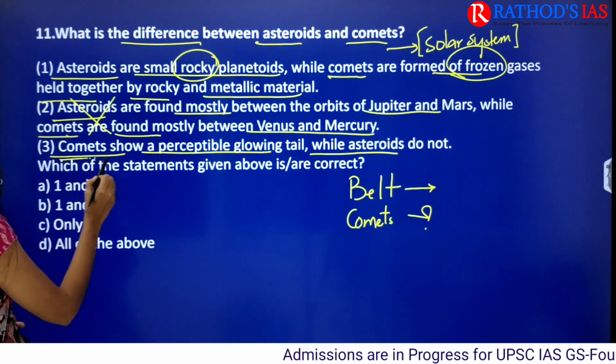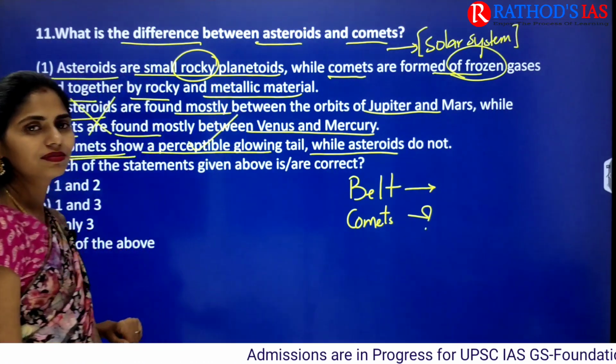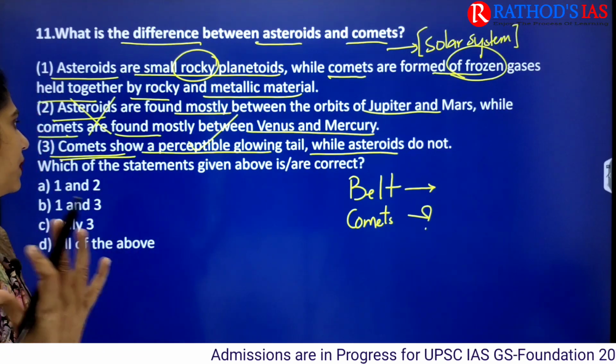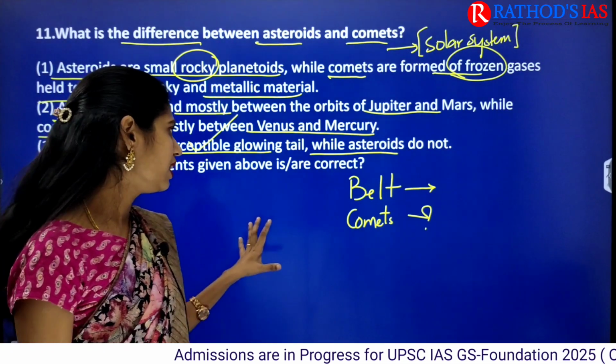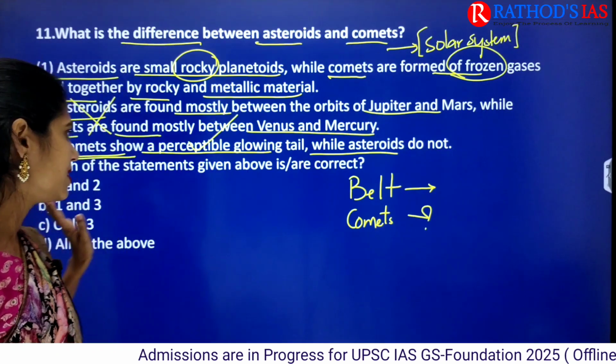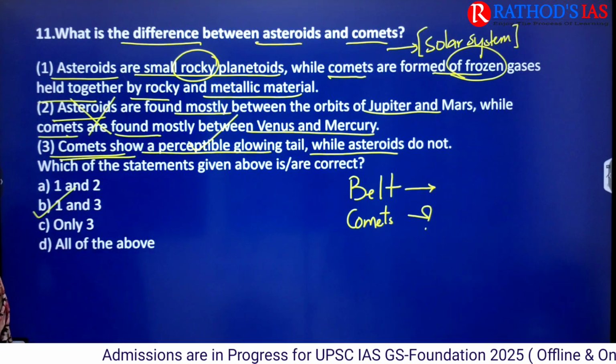And next one is comets, they show a glowing tail. Whenever the comets are burning, they will show a glowing tail, and asteroids do not. Yes, this statement is correct, and the answer is B, 1 and 3 only.